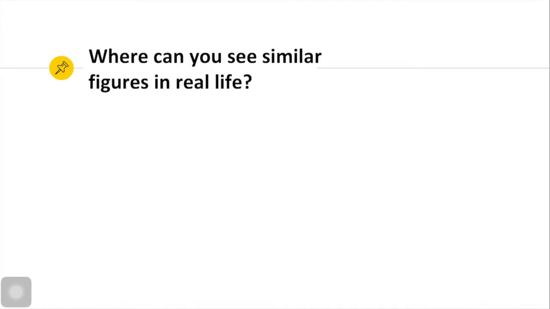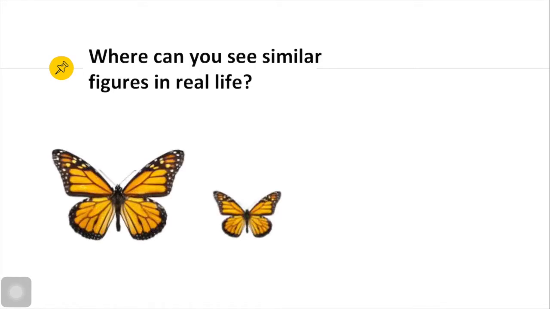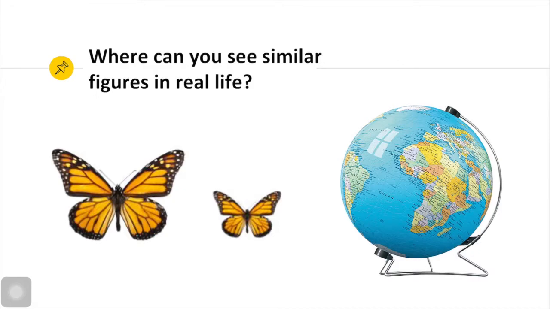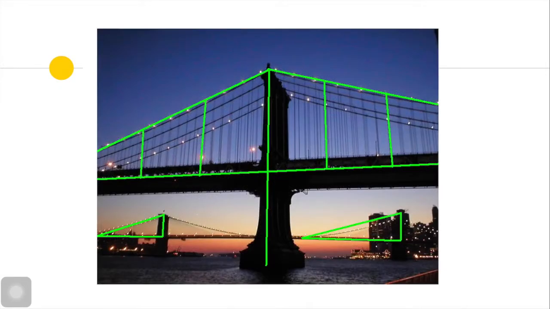And where can you see similar figures in real life? So these are some of the examples where it has been scaled up or scaled down. And then you have an example of a bridge. So this is sort of similar to what you learned in Sec 2 scale factors.